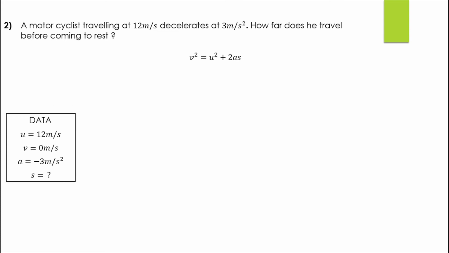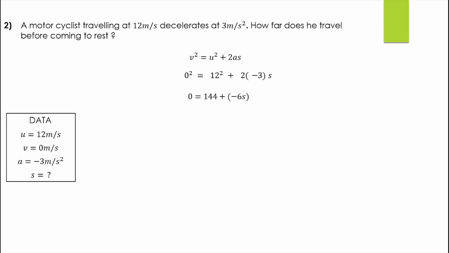So what we'll do is we'll just replace our values, our data, in their respective places. For V here, we'll be replacing 0. For U, we'll be replacing 12. For A, we'll be replacing minus 3. So it will be 0 squared is equal to 12 squared plus 2 times minus 3 times S. This will give us 0 is equal to 144 plus minus 6S. So 12 multiplied by 12 is 144.